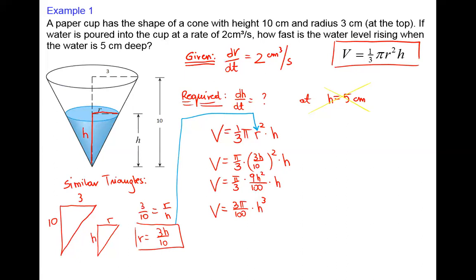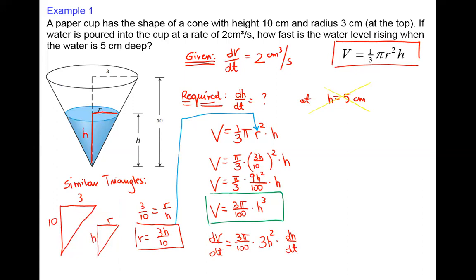That means now we do have a really nice relation just between V and h. I think we're ready to differentiate because we have to find a relation between rates of change. Okay. The derivative of V is dV/dt, since it's a function of time. Copy the constant, 3 pi over 100. The derivative of h cubed is 3h squared times dh/dt, since h is a function of time.